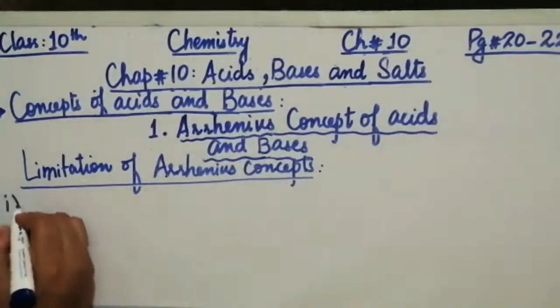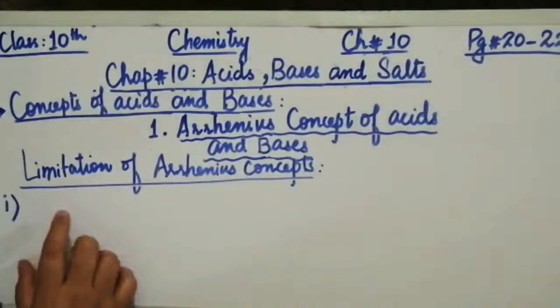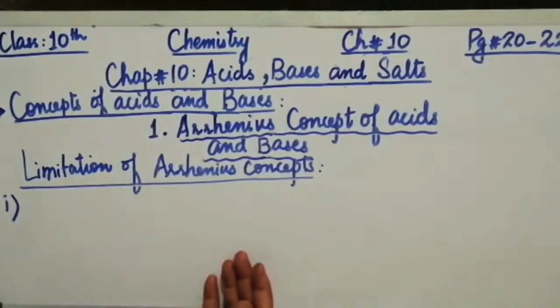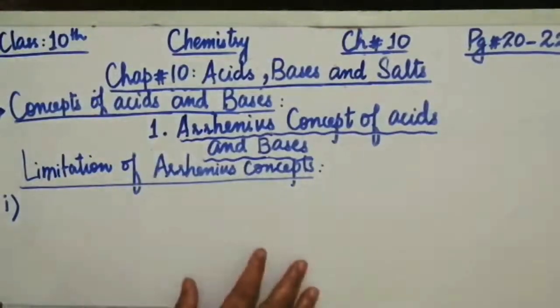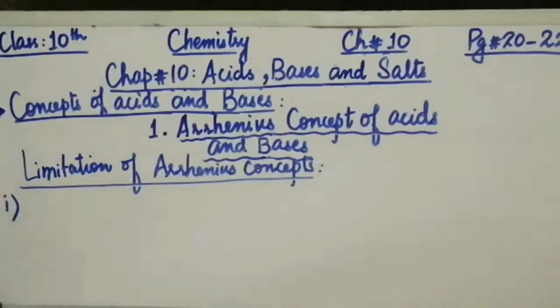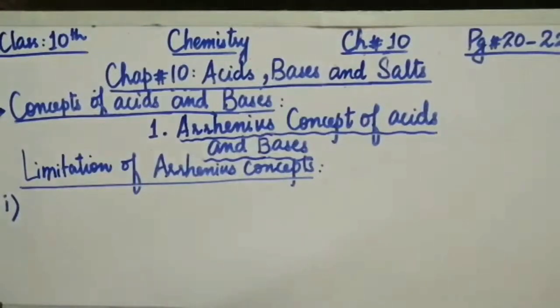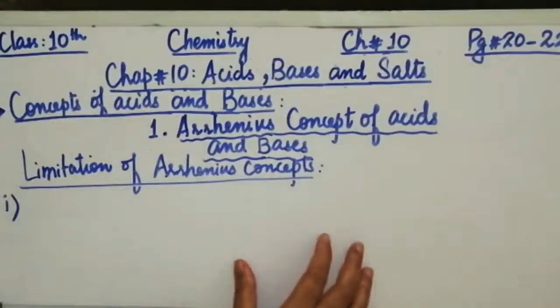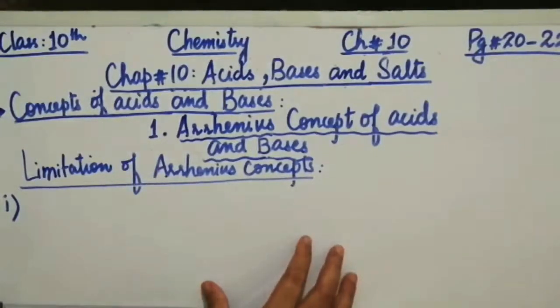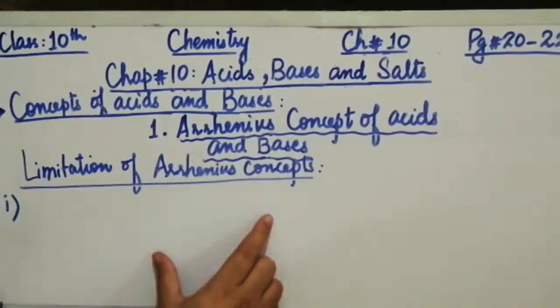Now, what is the first one? In the first, we can say that this concept is only applicable for the aqueous medium and does not explain the nature of the substances, both acids and bases, in non-aqueous medium. Arrhenius always took acids and bases and dissociated them in water, which indicates that only the aqueous solution was used, but the nature of acids and bases cannot be told in case of non-aqueous solution. So is it possible that acids and bases are not applicable in the non-aqueous medium? It can't be. So this is the first objection on the Arrhenius concept.